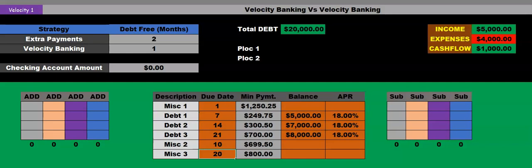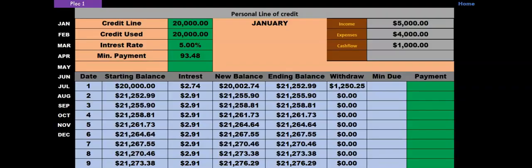So we will start with this first example. We're going to use a personal line of credit. So we'll have a $20,000 personal line of credit. For the interest rate, for example, we're going to be using 5%. It doesn't really matter what we put there, we'll use 5%.